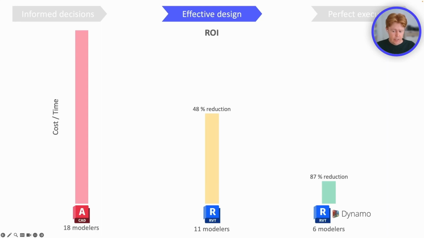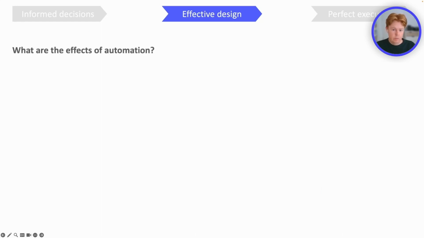And going with the Revit Dynamo combination, which we did, we saw about 87% reduction in time spent on tasks. And then six, not even full-time modelers were needed. So it's quite powerful, and it's important to have that in mind when you're choosing a workflow that you're going to use, that it can be quite good to choose one that allows for a lot of automation, which we did.